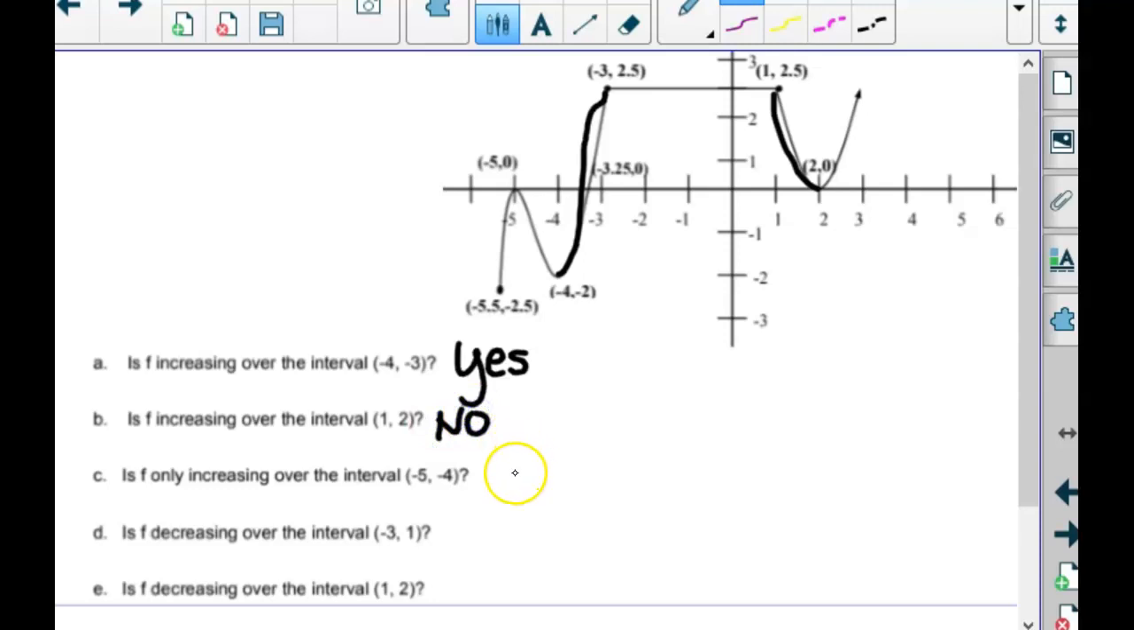Is everybody with me? Did you find the worksheet? You good, Antoine? Okay. C says, is f only increasing over the interval from -5 to -4? -5 to -4, is it increasing? -5 to -4, it's decreasing, right?